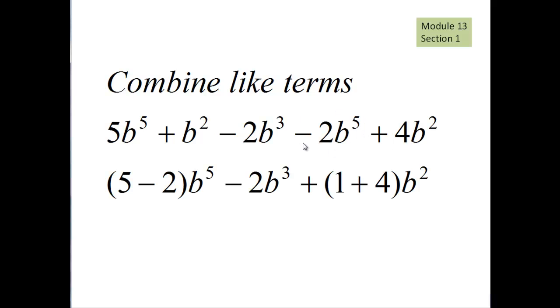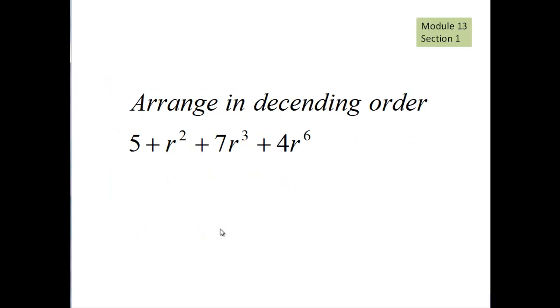Okay, we find the things that are like, which is the 5b to the 5th and the 2b to the 5th. And we put the fronts together, the 5 and the minus 2. The b cubed, it's all by itself. Then you have a b squared here. There's a 1 of those and a 4b squared. So we take our 1b squared and our 4b squared, we're going to put those together. So when you're combining them, you get 5 minus 2, which is 3b to the 5th, your 2b to the 3rd, and then your 4 and 1 is 5b squared. You put them in numerical order going down, 5, then 3, then 2, going down the powers.